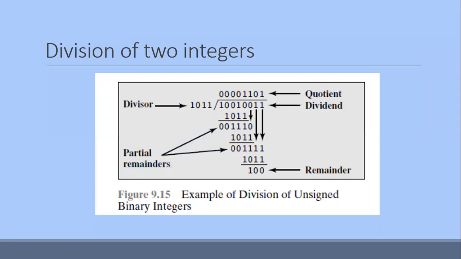I hope you remember how you can divide one number by another number. The number which you are dividing is called the dividend, and the number which you are dividing by is called the divisor. Here you can see this is your dividend, this is your divisor, this is your quotient, and this is your remainder. You must be remembering what is divisor, dividend, quotient, and remainder.